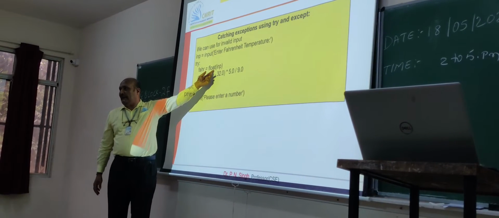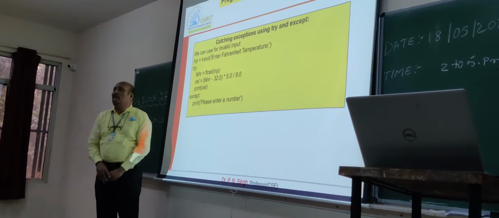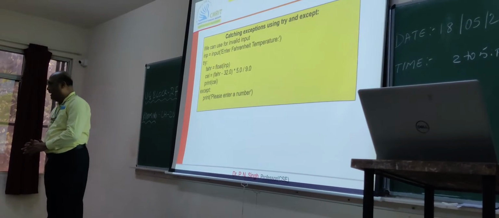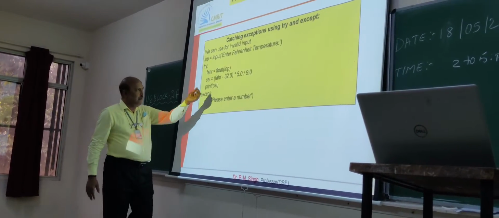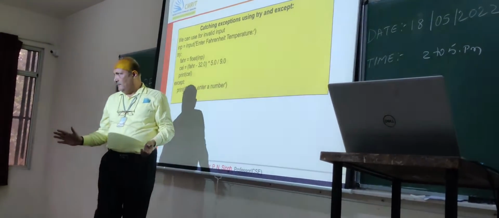If it is entered correctly and converts to float, it will not have any problem. Then we know the formula, how to convert Fahrenheit temperature into Celsius. How to convert? Fahrenheit minus 32 multiplied by 5 by 9. You know that.